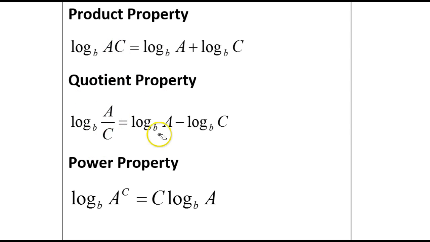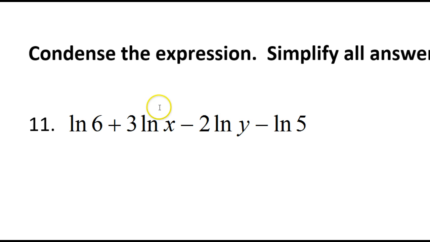The quotient property involves division. If you have the log of division, it expands as subtraction. And if you see subtraction of two logs, you can write it as a single log of division. And finally, the power property. If you have the log of something with an exponent, you're allowed to take that exponent and move it to the front. That's what's happening here. The power property. So we're going to use those three properties.